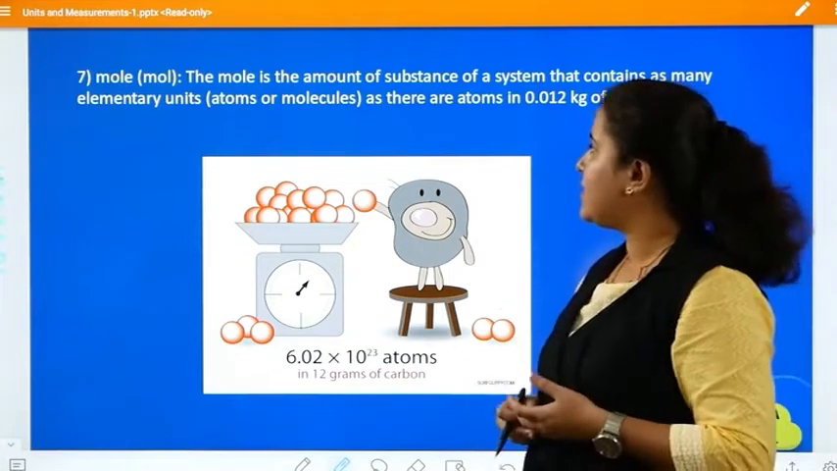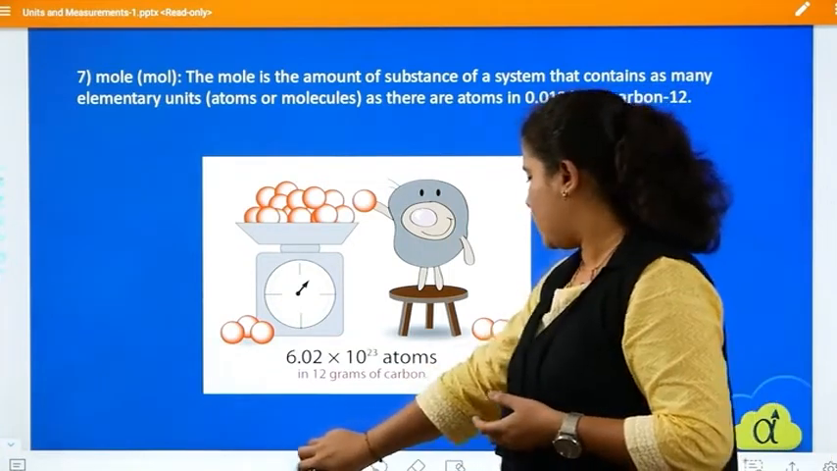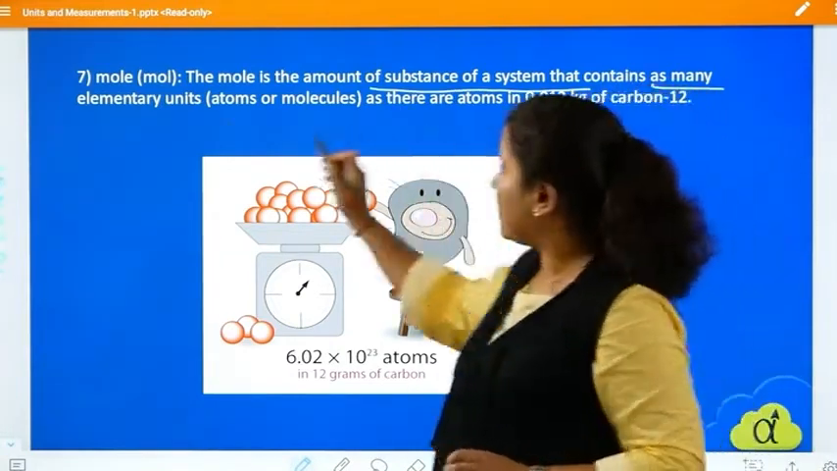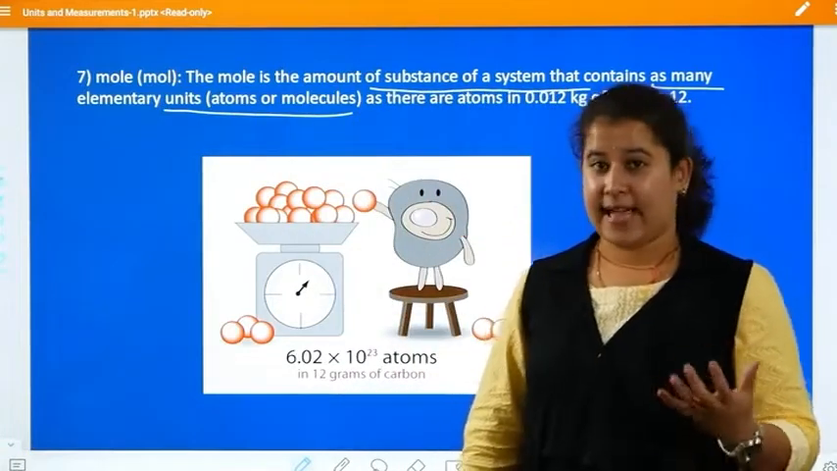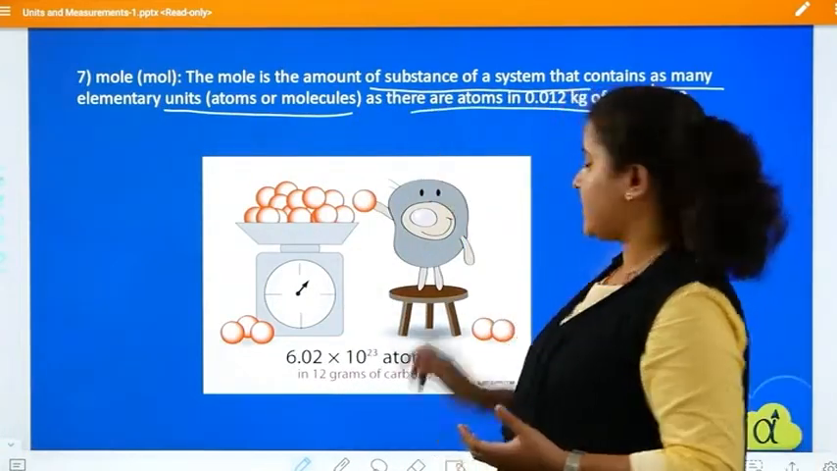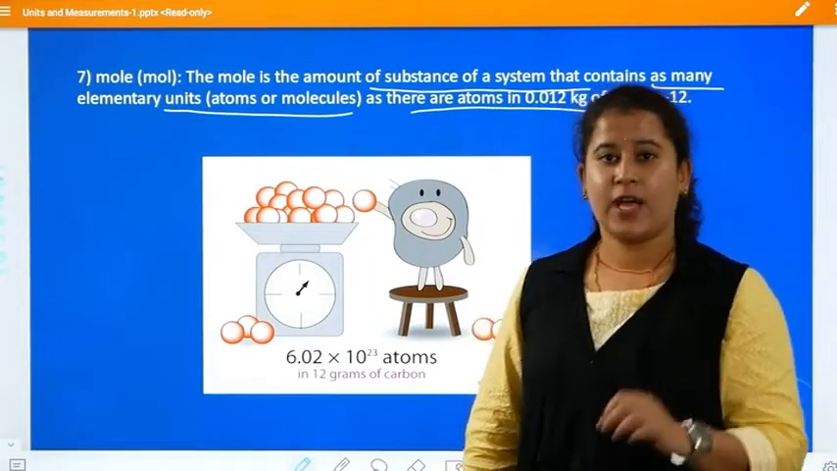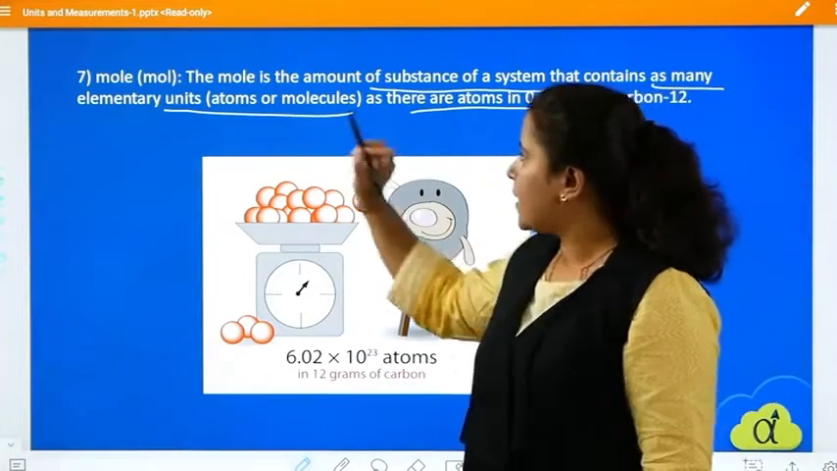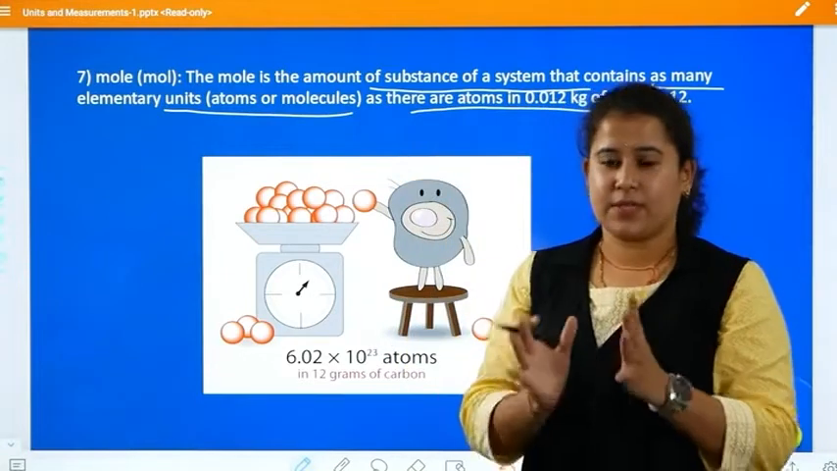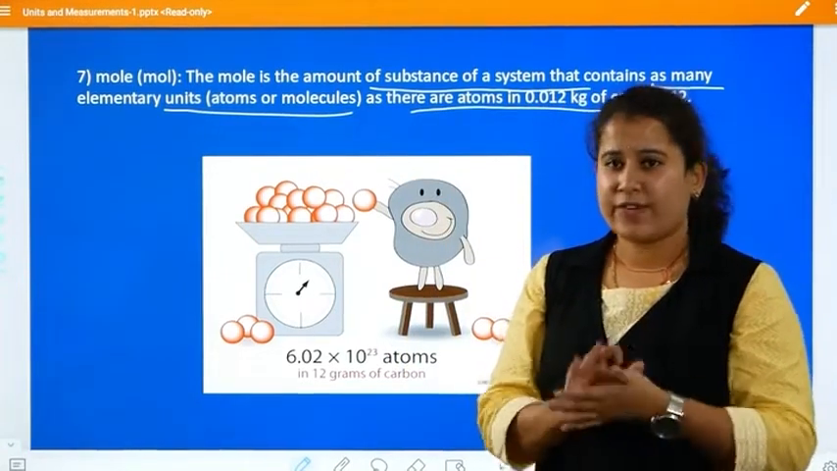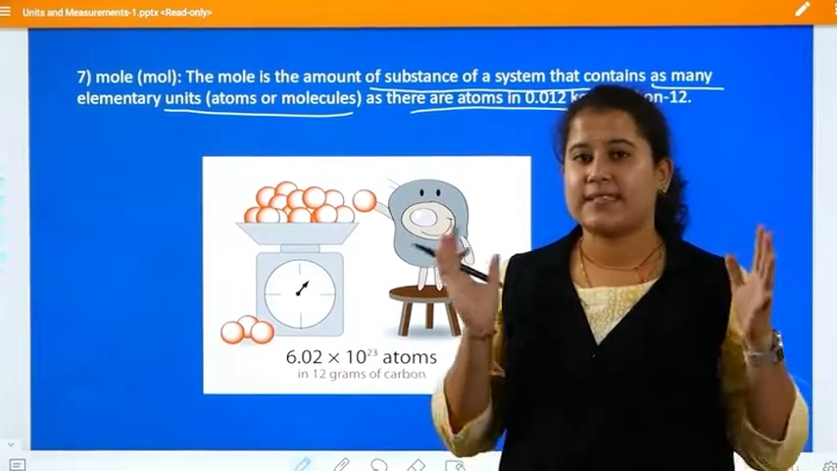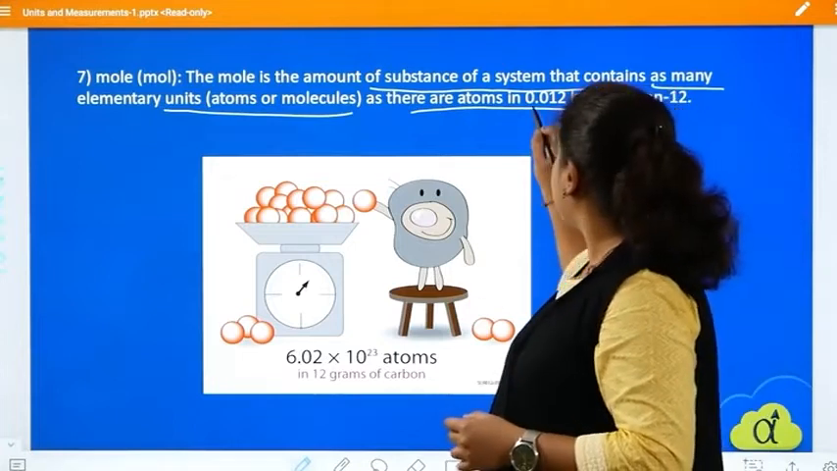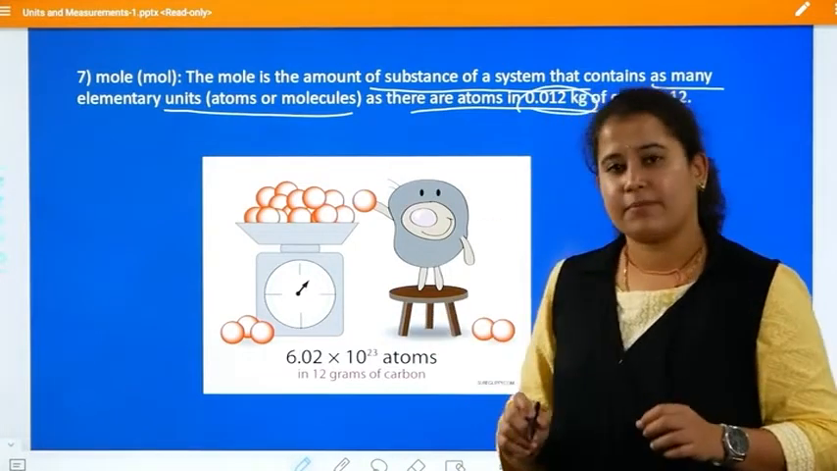Okay. So the mole is the amount of substance of a system that contains as many elementary units, that is, as many atoms or molecules, as there are atoms in 0.012 kg of carbon-12 isotope. So if it is the SI unit of amount of substance, what standard unit should I consider? The standard unit I have to consider is 0.012 kg of carbon-12 isotope.